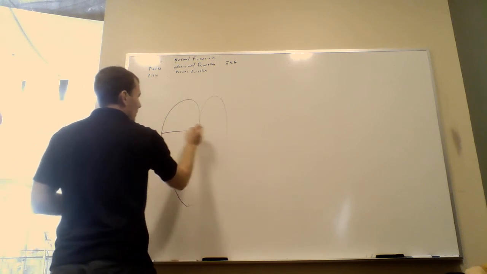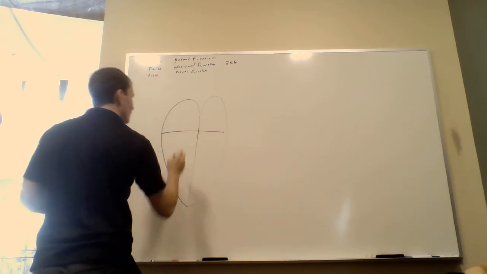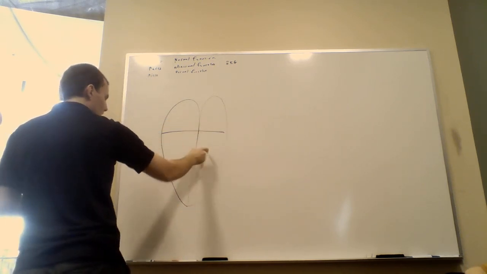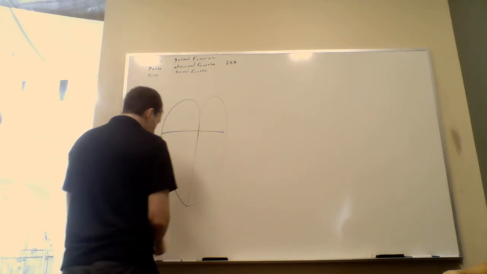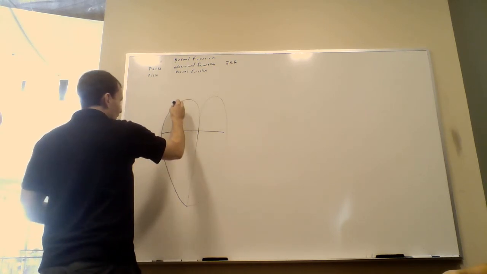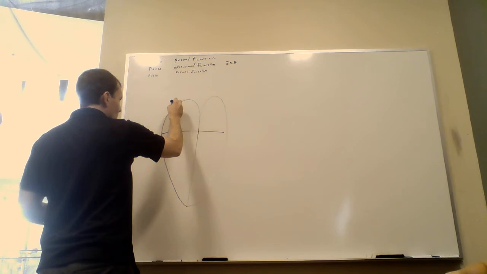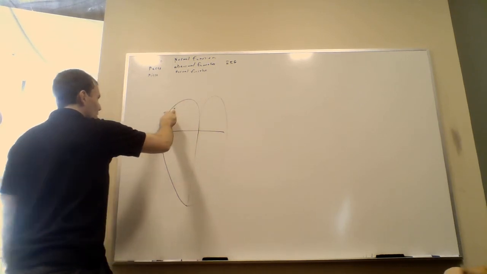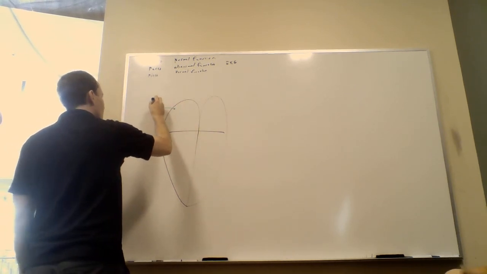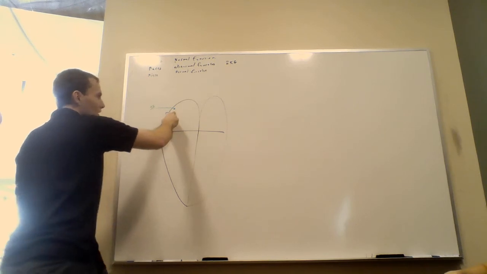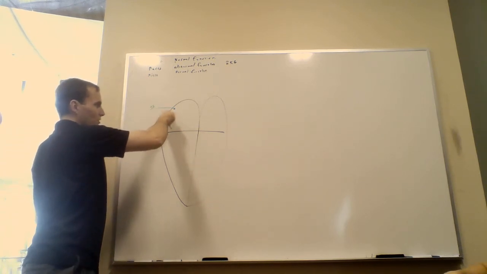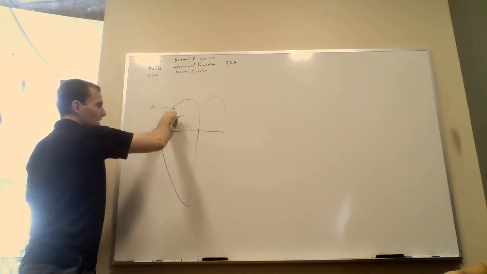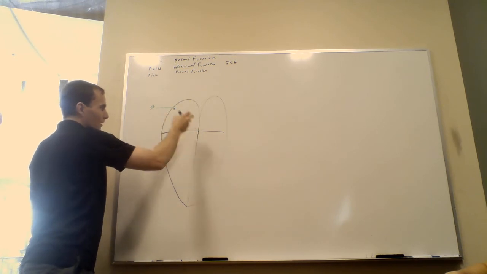So here we have atria and ventricles. In the atria, we have a little node called the SA node, Sinoatrial Node. This is going to be where the action potentials that we're going to talk about begin and are spread.